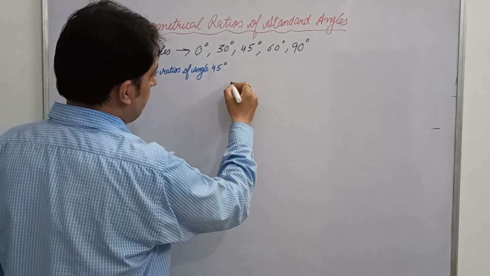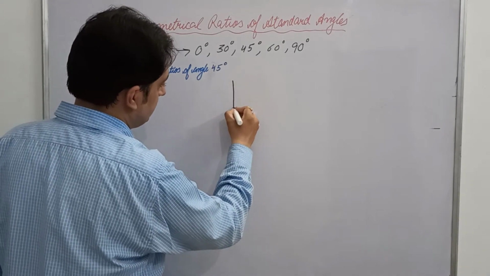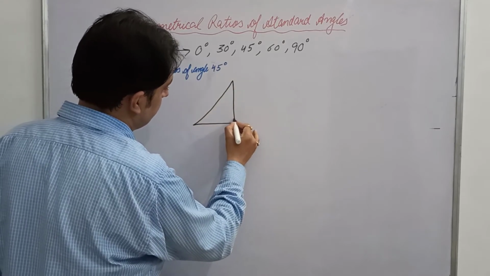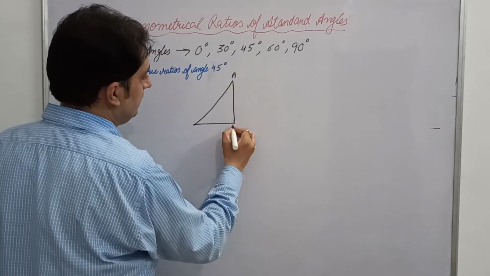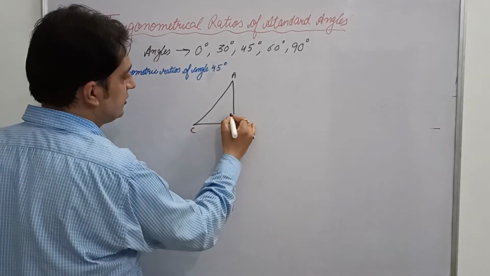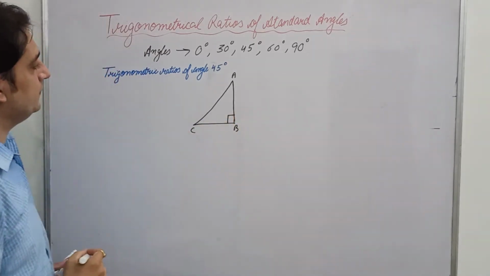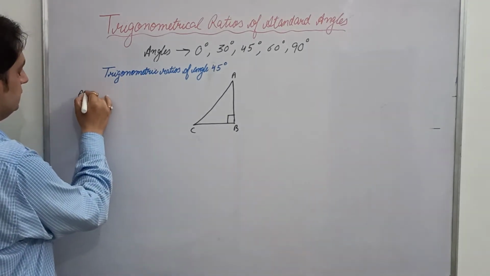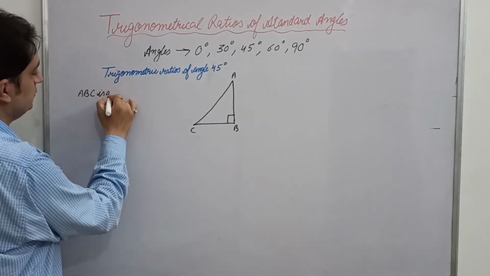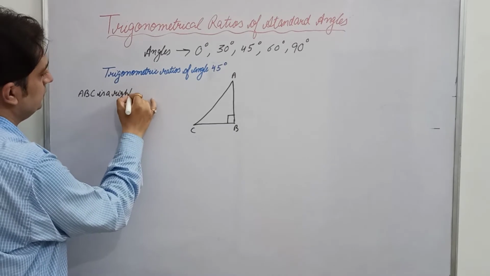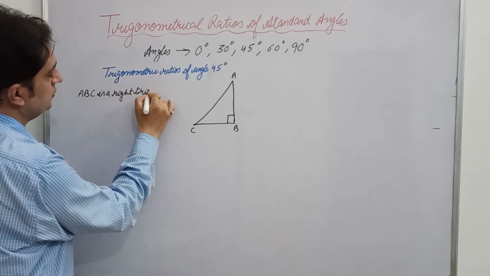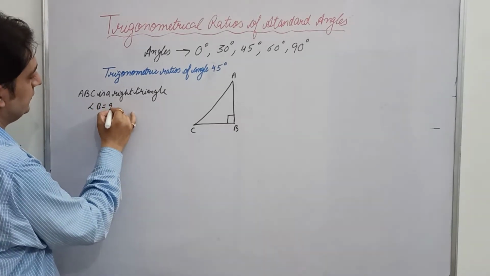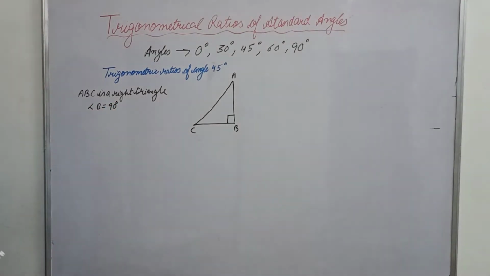Consider a right angle triangle. Let's take this triangle ABC, which is right angled at B. So ABC is a right angle triangle, and angle B is 90 degree.